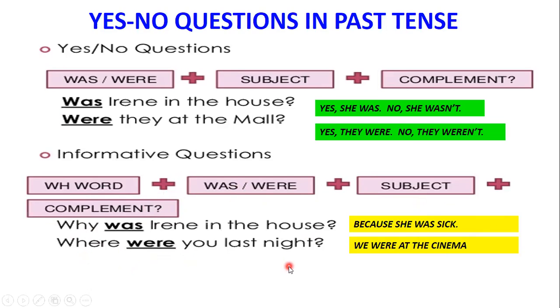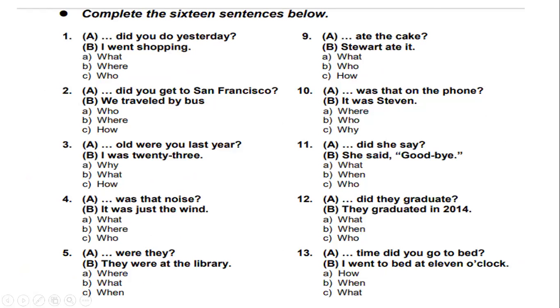Where were you last night? We were at the cinema, okay? We were at the cinema. If you see, the structure is WH plus the past tense of be plus the complement. Okay, now it's your turn. I want you to please take a picture of this and I would like you to try to solve it. Vamos a tomar una imagen. And then we are going to work together in order to see if we can properly answer this question.